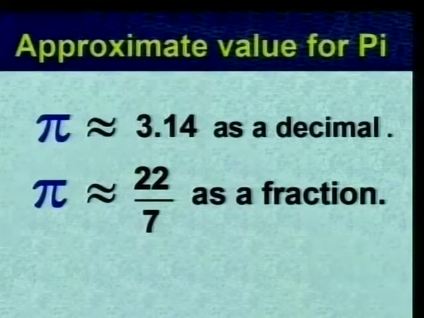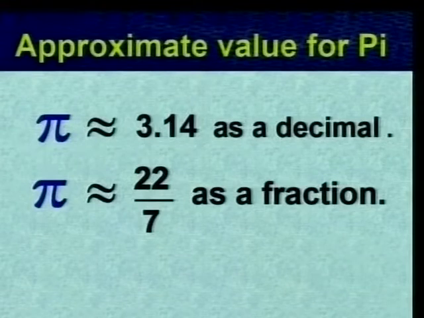Very good. Receiving students and ATs, the approximate value for circular constant pi, as our friend Livingstone has mentioned, as decimal is 3.14, as you can see also on the screen. And as fraction, the approximate value for pi is 22/7. So those are the approximate values for circular constant pi.